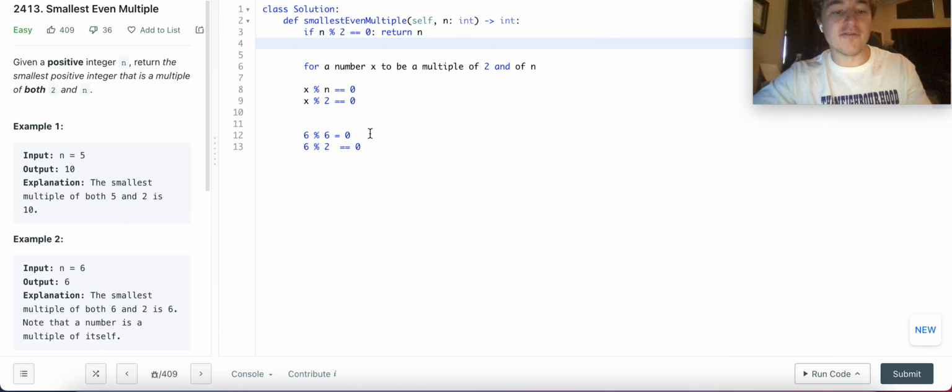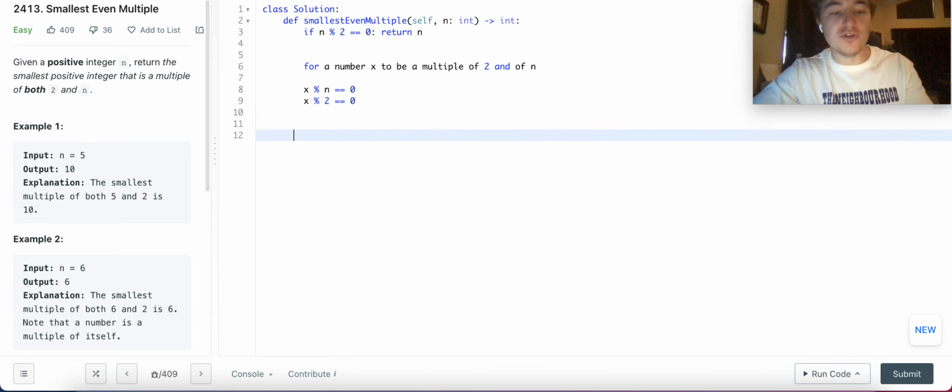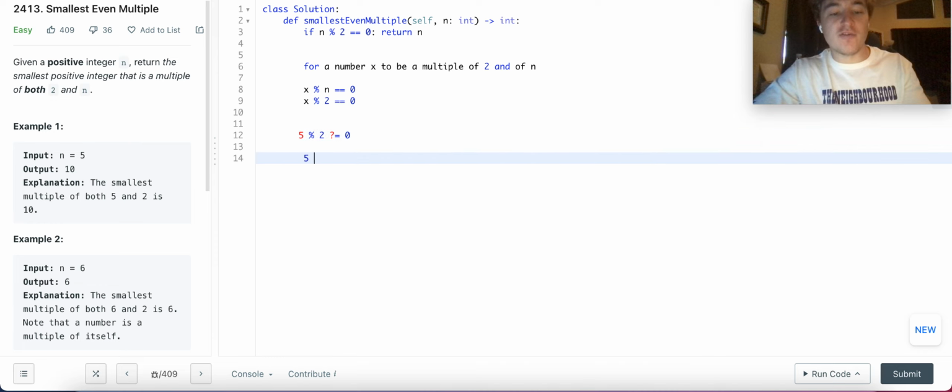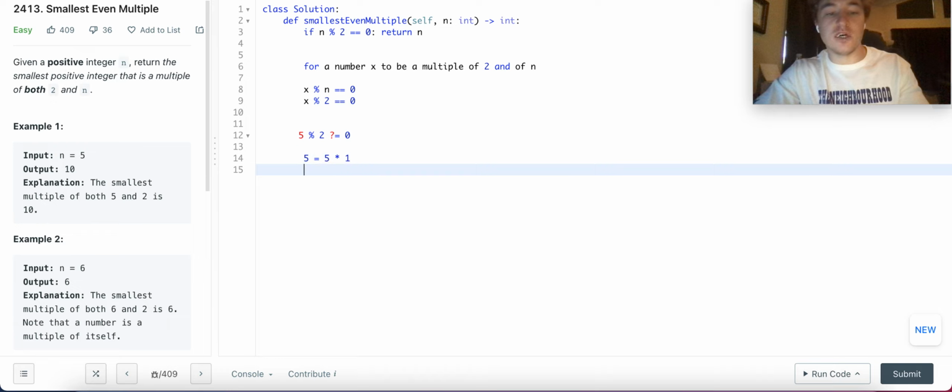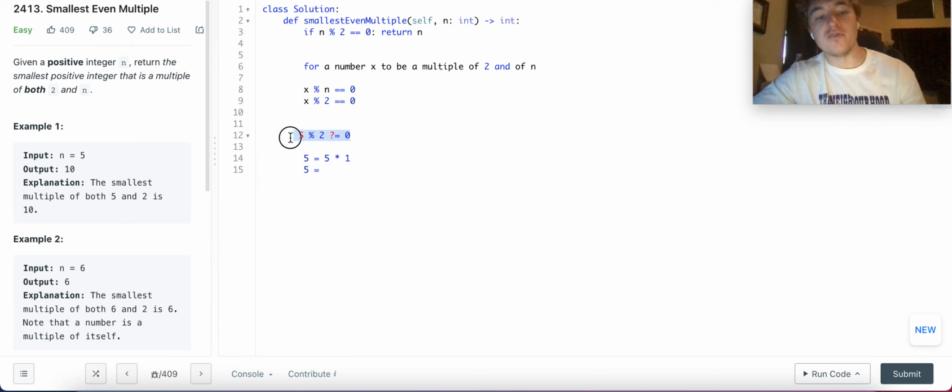Otherwise, what about 5? Well, in order for 5 to be a multiple of 2, that would mean 5 mod 2 has to equal 0. Well, you can represent 5 as what? Well, 5 equals 5 times 1, and that's it. I can't say 5 equals 2.5 times 2 or something, right? It has to be 2 integers. So we can't use 5, right? Because 5 is not a multiple of 2. 5 mod 2 does not equal 0. So since this case isn't true, we can't use the number itself.